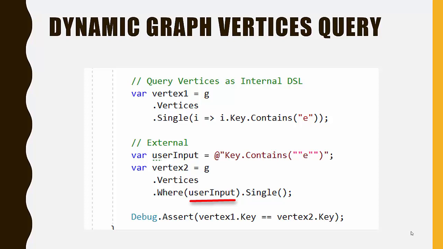And look at the second example. We simulate user input as the user input variable, and this variable contains exactly the same expression we used in the first code part. And final action. We compare these two approaches' results and get exactly the same vertices.